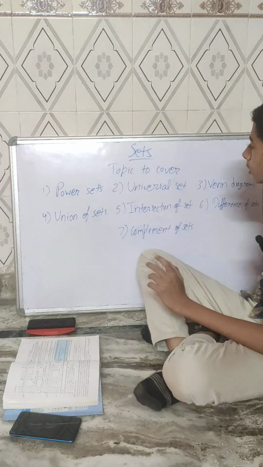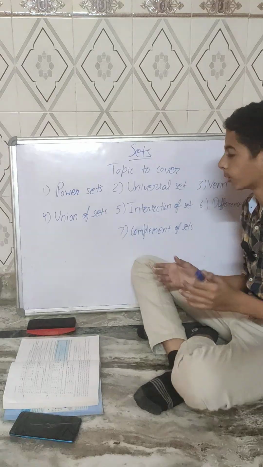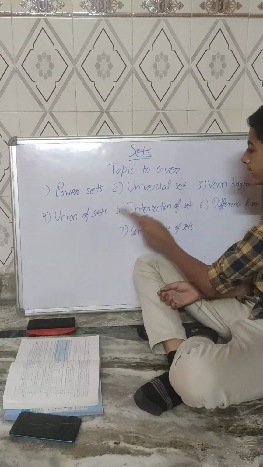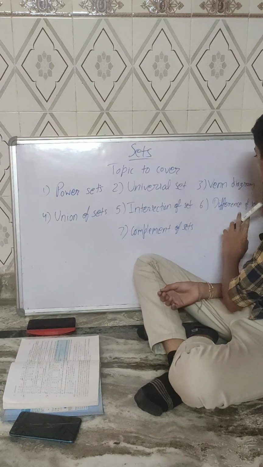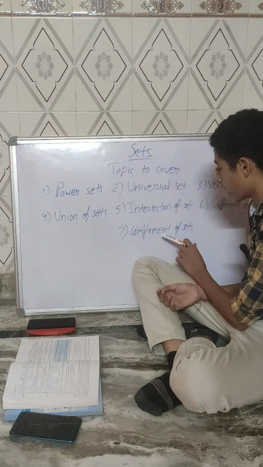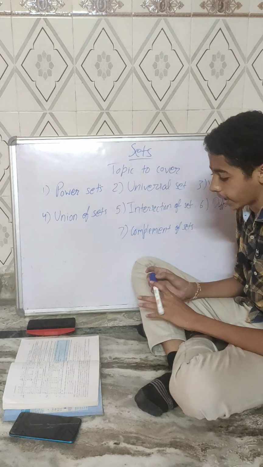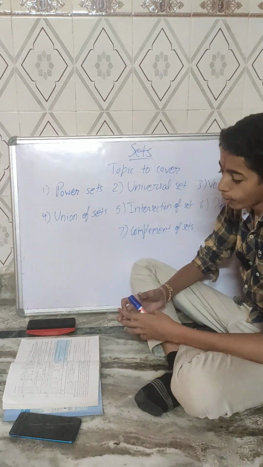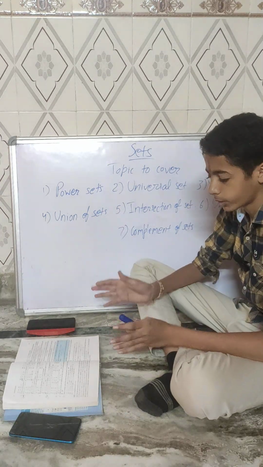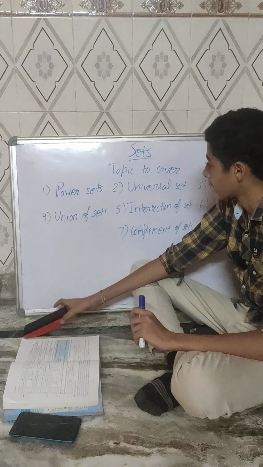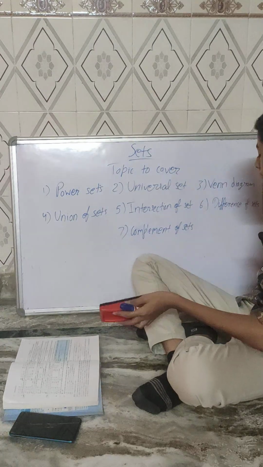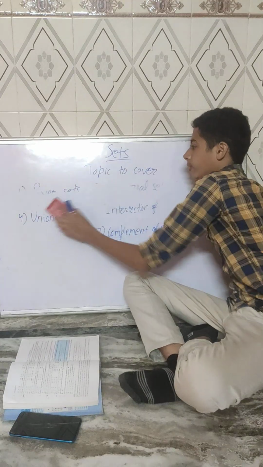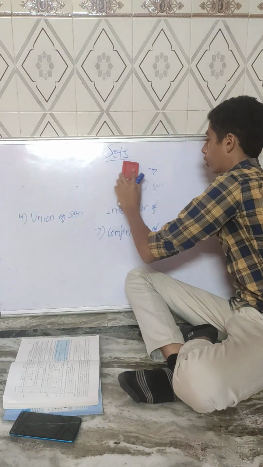And in today's video we will cover the topics power set, universal set, Venn diagram, union of set, intersection of set, difference of set, and the last topic will be complement of set. After that we will be finished with our video, and in the next video we will start to do all the questions and answers, or exercise, from the book. So let's start. First of all, we will talk about power set.